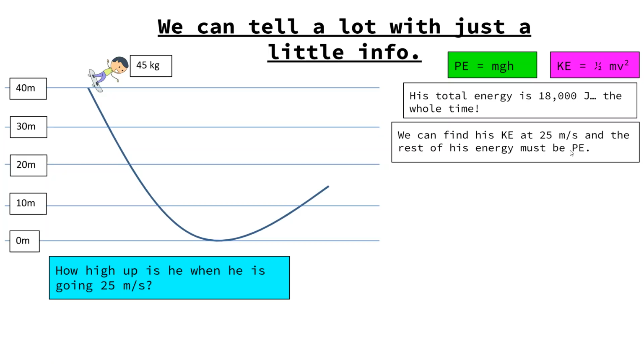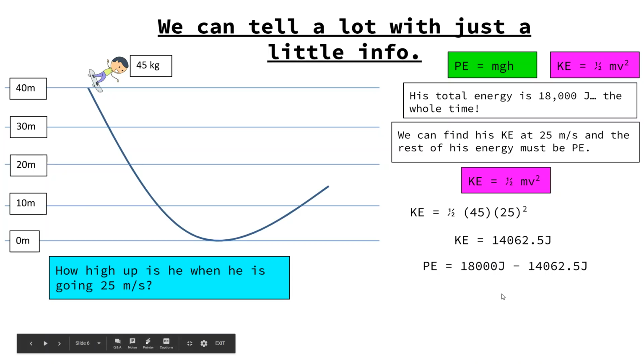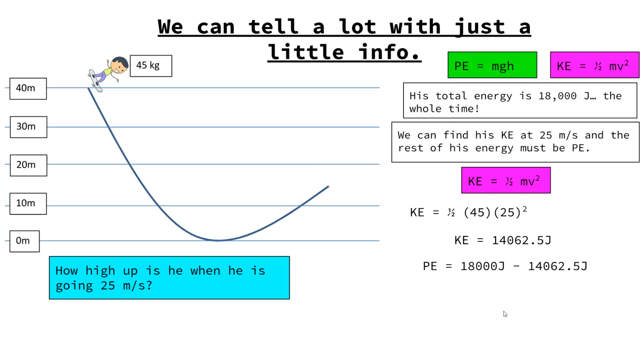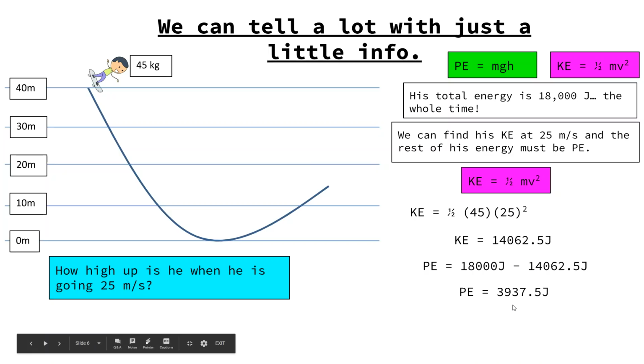And then once we have that, it'll show us where he is on the ramp, because once we know his potential energy, that's another way of getting us to his height. So let's start off with kinetic this time. Let's figure out how much kinetic energy he has if he's going 25 meters per second. I'm going to plug in the stuff that we know, do our squaring first. Don't forget to square first. When you do that, you're going to get his kinetic energy to be a little over 14,000. So that means that 18,000, his total everywhere on the ramp, minus his 14,062.5, that has to tell us what his potential is going to be. When we do that math, we find out his potential is a little under 4,000.